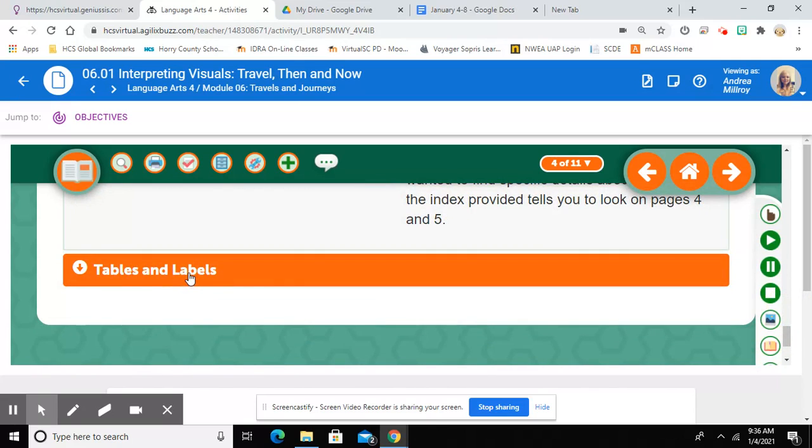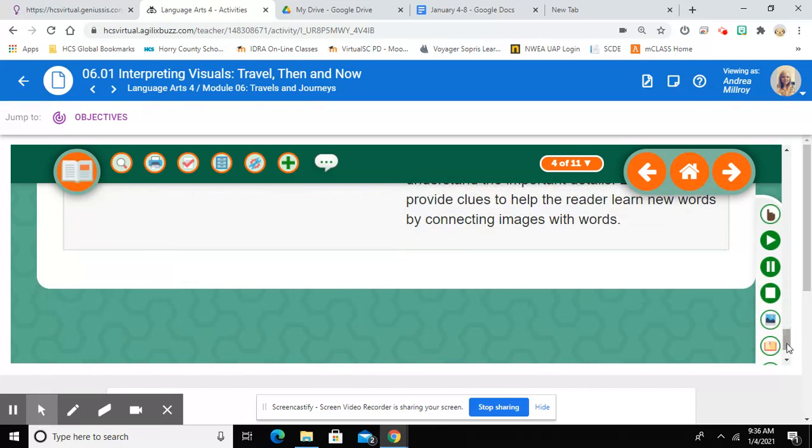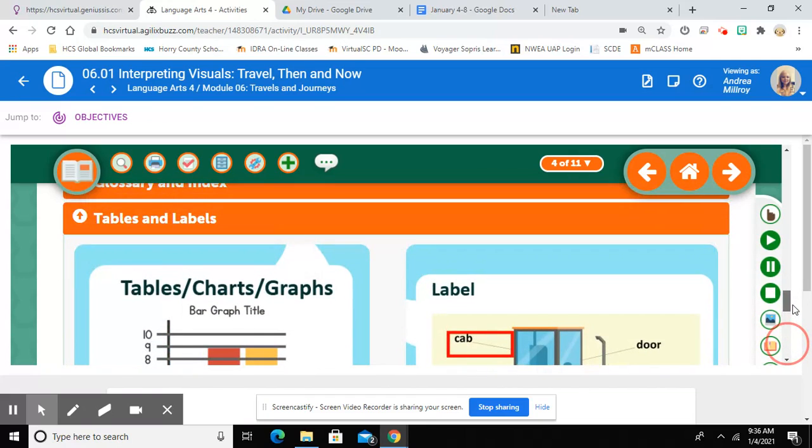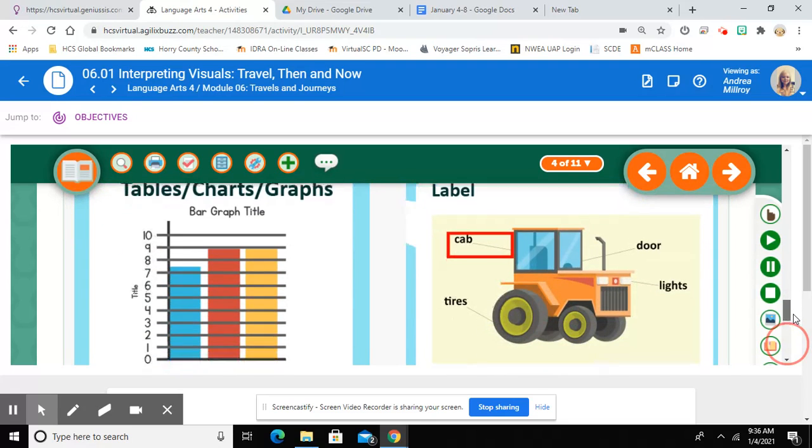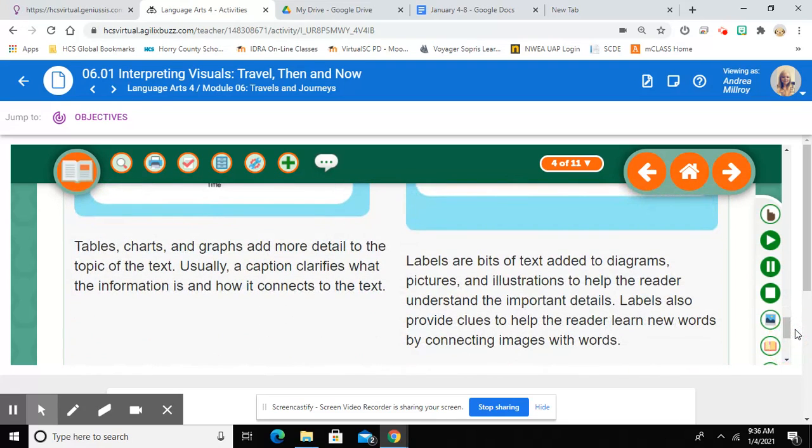And finally, tables and labels. Tables, charts, graphs. Labels. Tables, charts, and graphs add more detail to the topic of the text. Usually a caption clarifies what the information is and how it connects to the text.